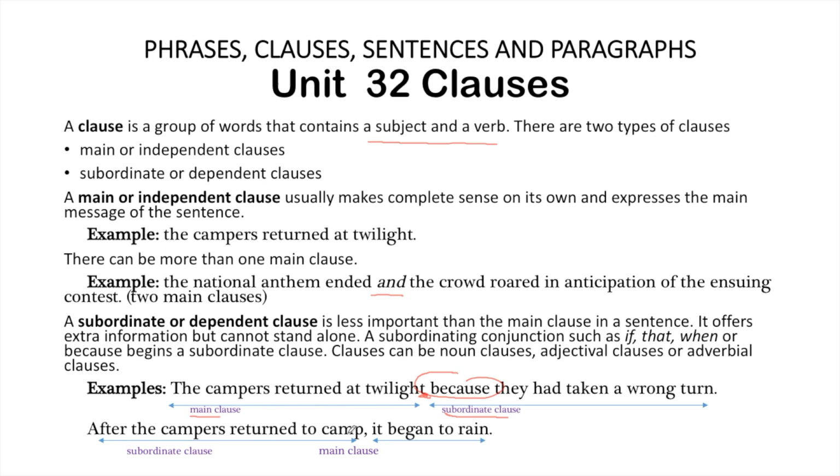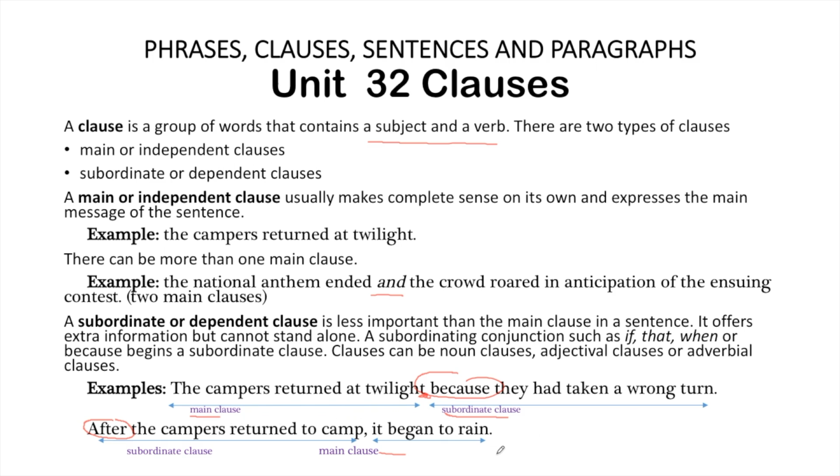You'll see it in the same example here. After the campers returned to camp, it began to rain. We actually have the term here, after, which is the subordinating conjunction. And part of our sentence over here is the main clause. It began to rain. That's a sentence that makes sense on its own. However, after the campers returned to camp, doesn't function on its own properly.